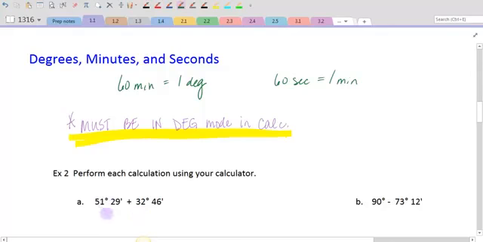So we're going to enter these things into the calculator. One other thing I should point out: this little tick mark at the top, to the right of the 9, stands for minutes. I'll show you in a second what the seconds look like. So this is the degree symbol, this is the minute symbol, and in a minute we'll look at the second symbol. I want to add 51 degrees 29 minutes to 32 degrees 46 minutes.